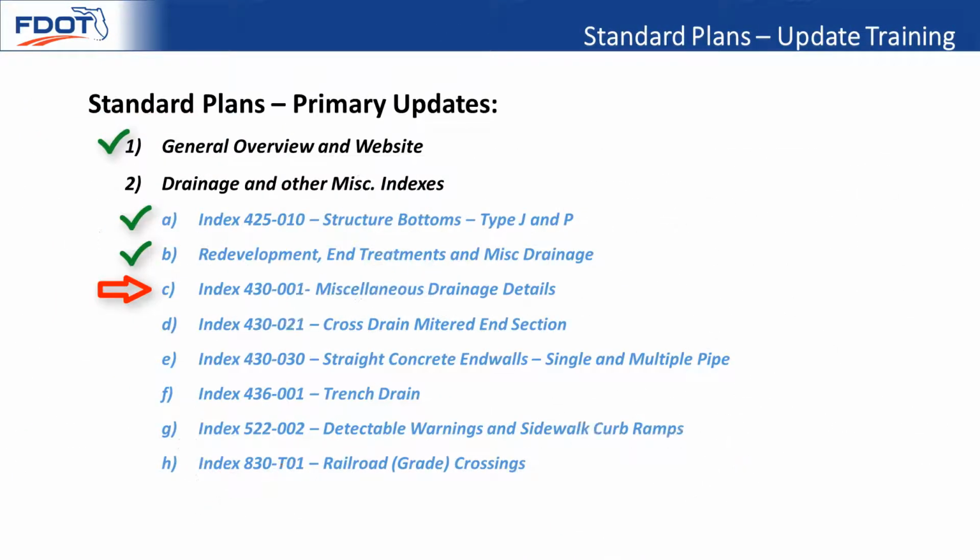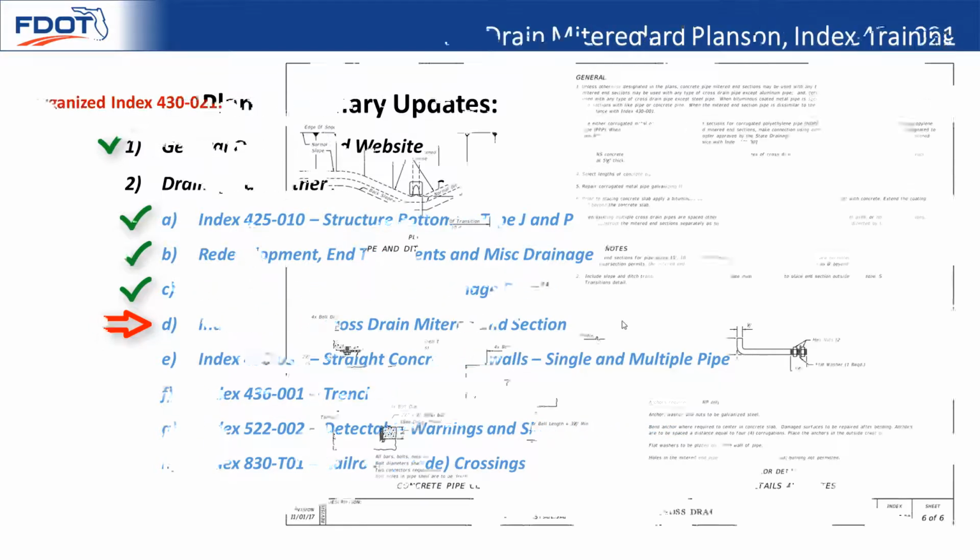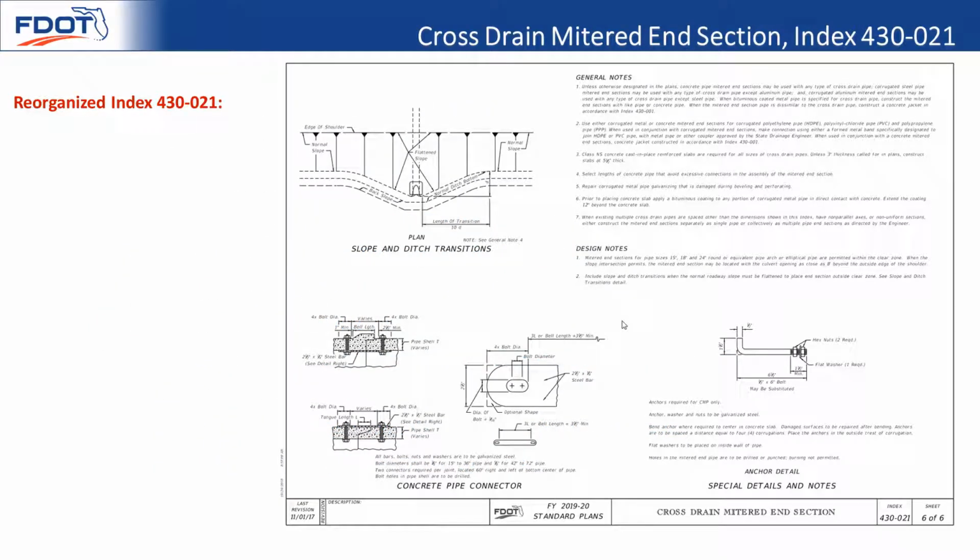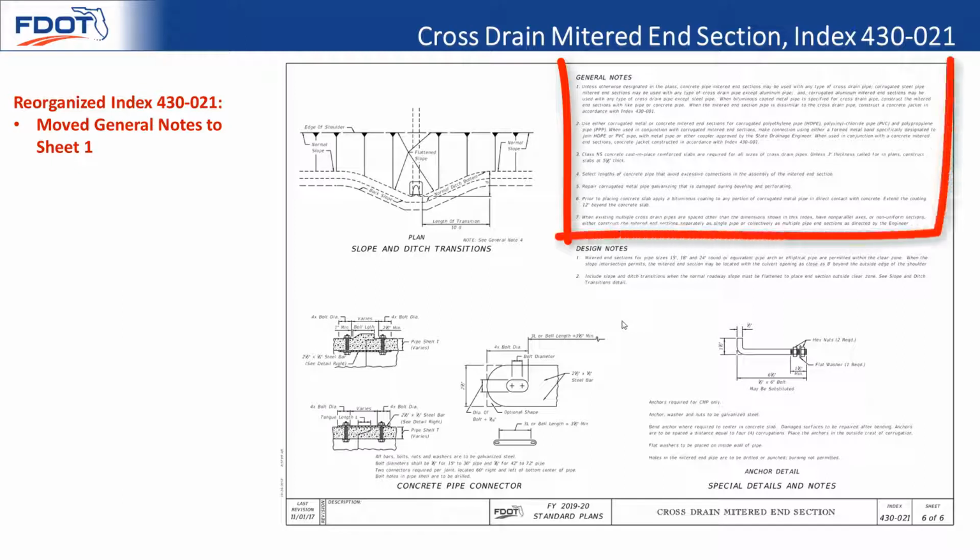The next index I'm going to cover and talk about a little bit is the cross drain mitered in section 430.021. We're going over the cross drain mitered in section here, but this really just applies to the mitered in sections in general. The first thing we did is, like I mentioned before, we wanted to move the general notes to sheet 1. You can see here that the previous index has the general notes on sheet 6 of 6. So we went through and marked up the sheets, and we did this with all the drainage indexes, moved the general notes to sheet 1 like I talked about before.